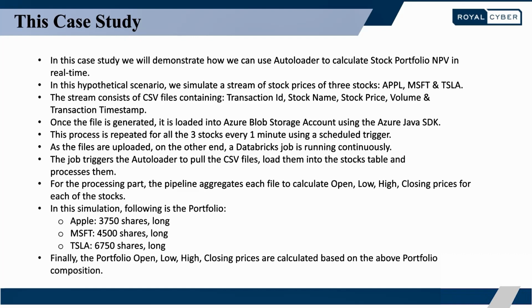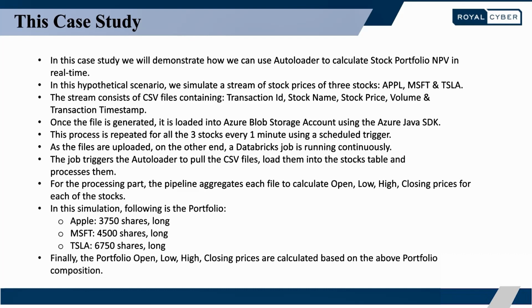For the processing part, the pipeline aggregates each file to calculate open, low, high, and closing prices of each stock. So it can calculate and present candlestick charts of each and every stock as and when the files are generated and as and when the stock values change.